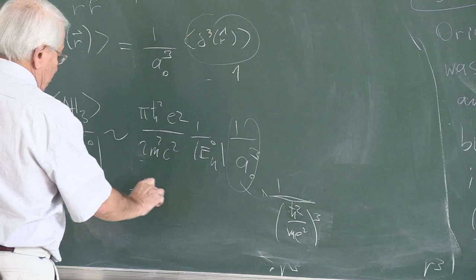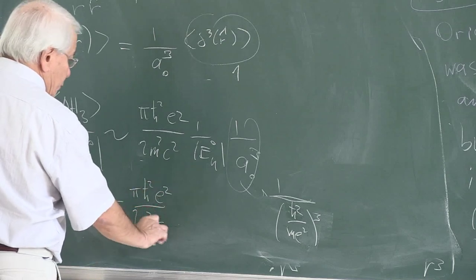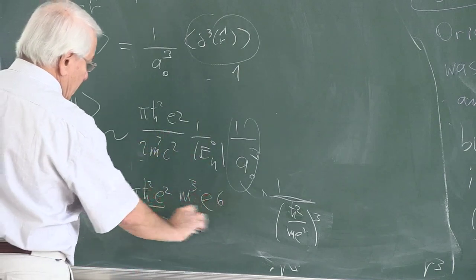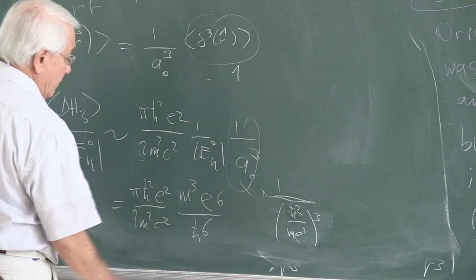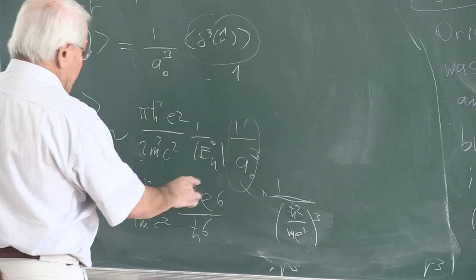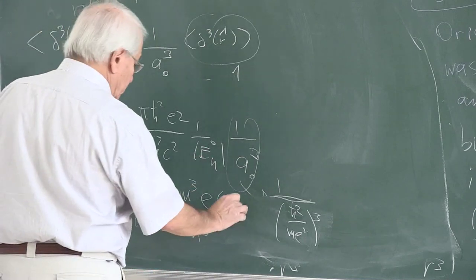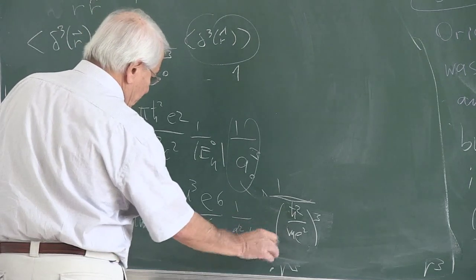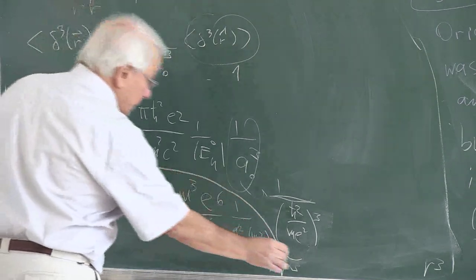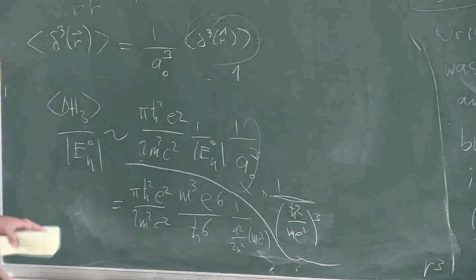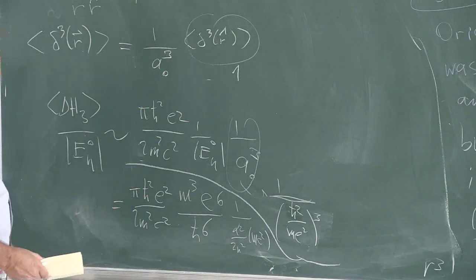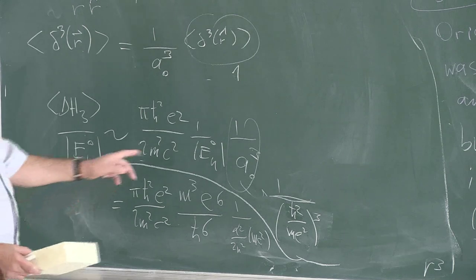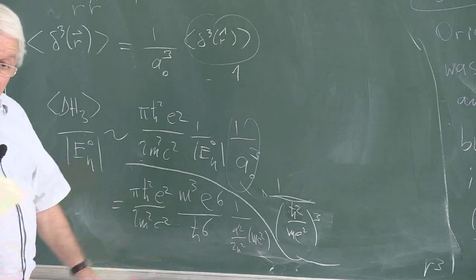Pi h bar squared e squared divided by 2m squared c squared, m cubed e to the sixth over h bar to the sixth power came up, and times 1 over n, which is alpha squared over 2n squared times mc squared. Let's not get mixed up. So this is the expression. Let us try to collect everything and write it in a single expression. So we still have e to the 8, that's nice. e to the 8 is giving alpha to the 4, as you know.